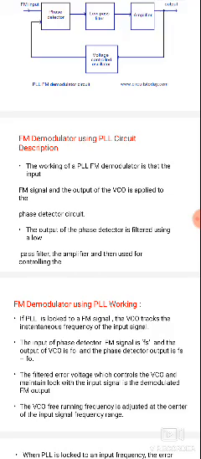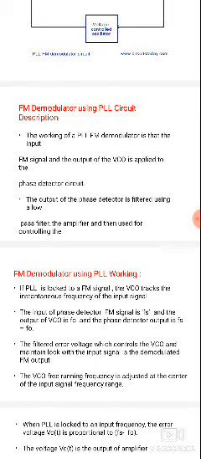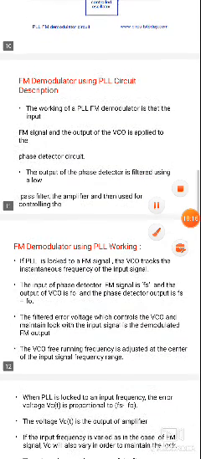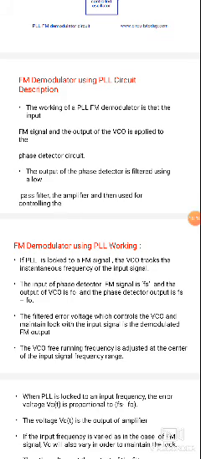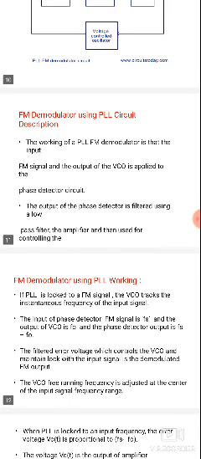The working of the FM demodulator using PLL: if the PLL is in the locked range for the FM signal, the VCO tracks the instantaneous frequency of the input signal. So whenever it is in the locking range, the output tracks the input signal. That's why it is called track mode or locking mode. The input of the phase detector, the FM signal, is Fs, and the output of the VCO is F0. The phase detector output is Fs minus F0.